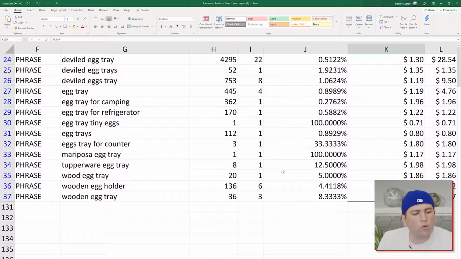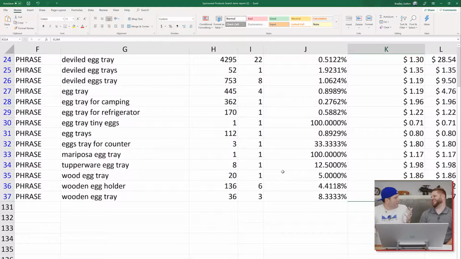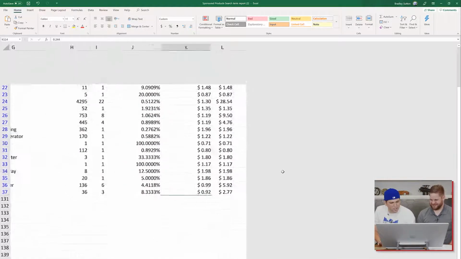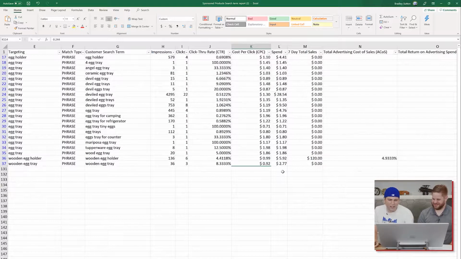I don't know why in the world that's a search term. Mariposa means butterfly in English. That's Spanish. So somehow there was one person who searched for butterfly egg tray in Spanish, and they clicked on it because, I don't know, it was exactly what they were looking for. Did we sell anything? No, it doesn't say we sold anything on it. Yeah, we didn't sell anything on it.